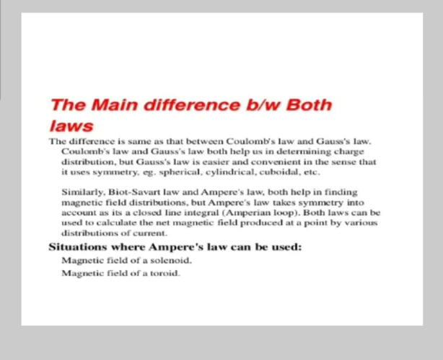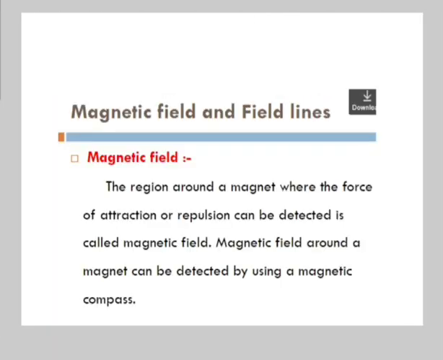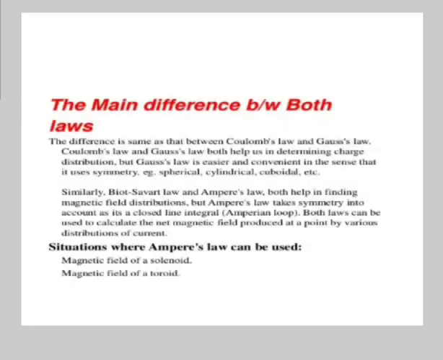Both the laws can be used to calculate the net magnetic field produced at a given point by various distributions of current. Situations where Ampere's law can be used are the magnetic field of a solenoid and the magnetic field of a toroid. So these are the two applications.